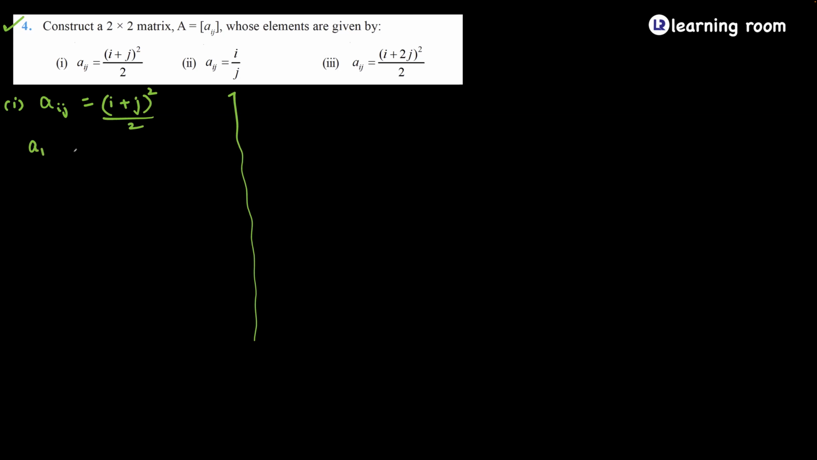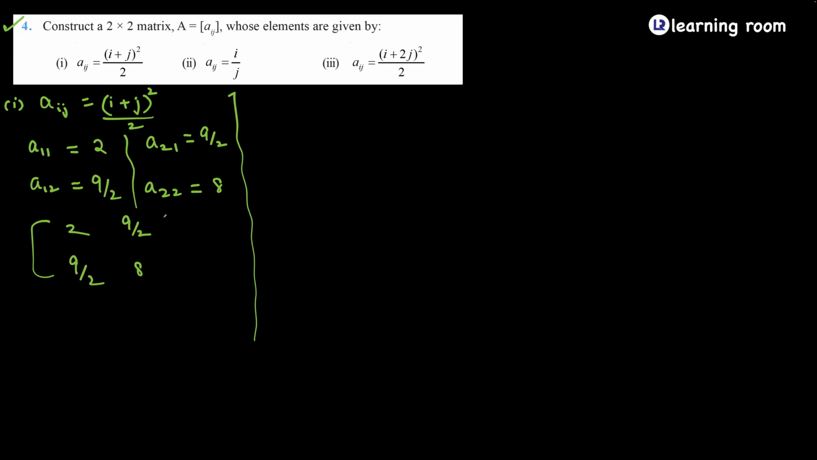So start with A11. A11 means I should put i as 1 and j also as 1. When I put it, 1 plus 1 the whole square is 4. 4 by 2 is going to be 2. So what is A12? 1 plus 2 the whole square, which is 9 by 2. Similarly, what is A21? It is also going to be 9 by 2, and A22 is 4 plus 4, 16 by 2, which is going to be 8. So what are the elements? 2, 9 by 2, 9 by 2, and 8. This is going to be the matrix where the elements follow this condition.